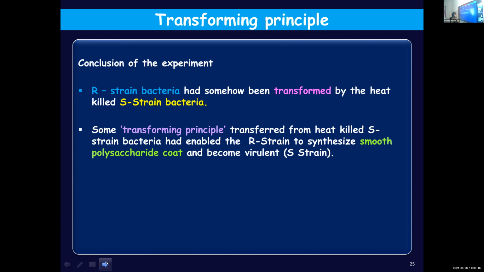Some genetic material or transforming principle got transferred from the heat-killed S strain bacteria to R strain bacteria, which made them change their physical form and also their nature, because living R strain was non-virulent. But once the transforming principle reached them, they synthesized a mucus coat and became S strain, and they caused pneumonia in these mice, and mice died.